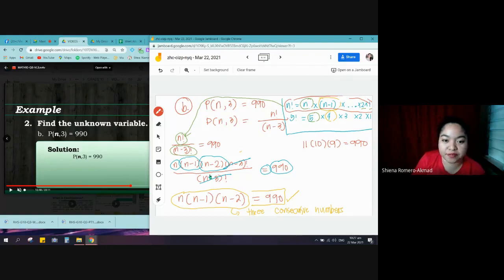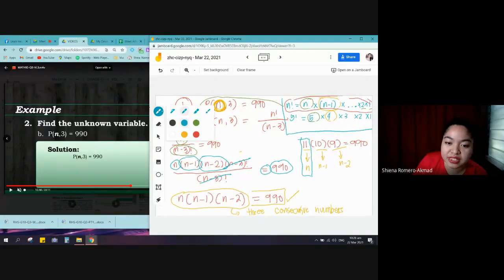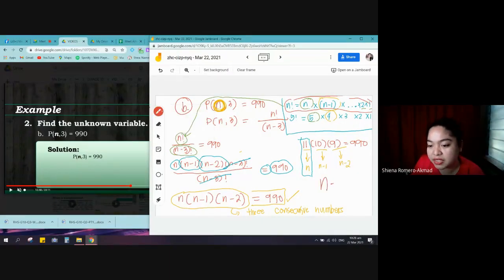So alin dito yung n? Yung n dyan ay yung 11. Yung n minus 1 is yung 10. At yung n minus 2 ay yung 9. Kaya lang, ano ba yung hinahanap natin? We are looking for n. And since we are looking for n, ito lang ang kailangan natin. Now, we can say that our n is equal to 11.